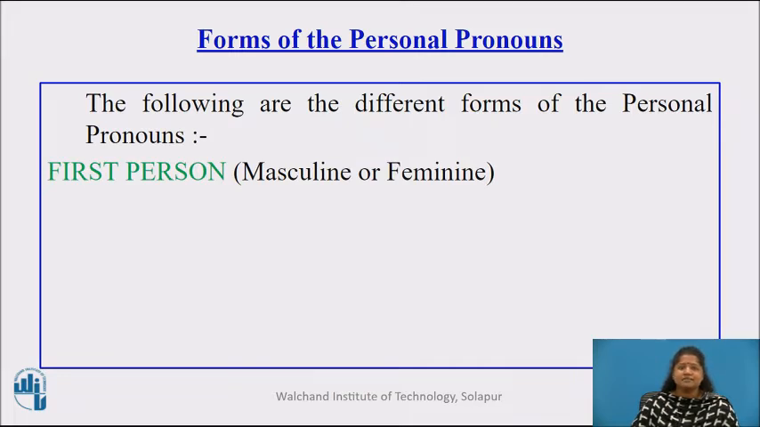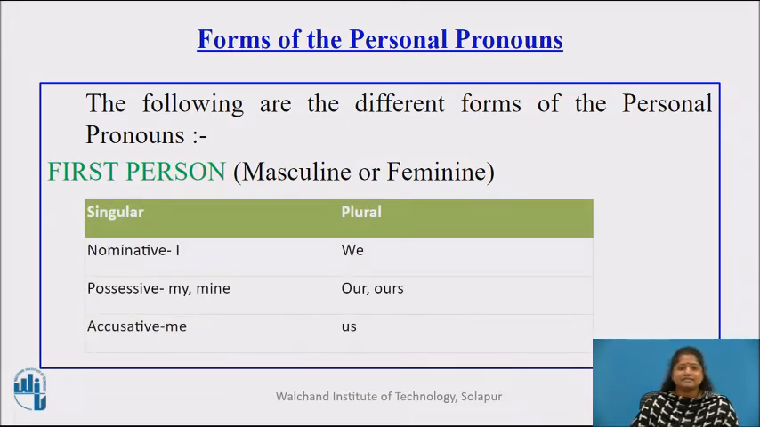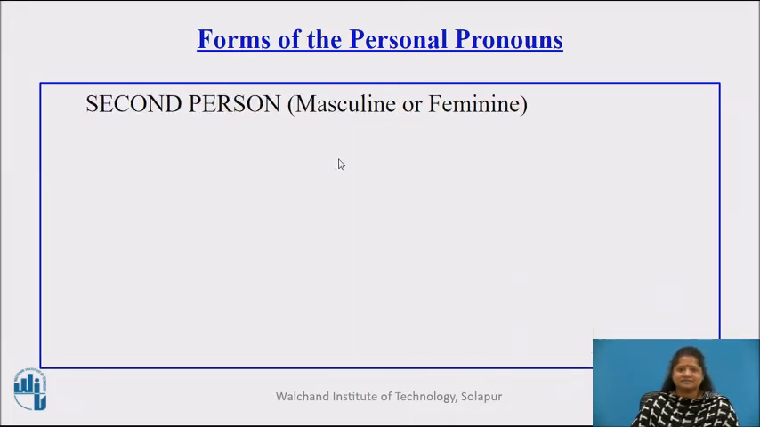First person, masculine and feminine. First person, singular, nominative pronoun is I and plural is we. First person, possessive, singular pronouns are my and mine and plural are our and ours. First person, accusative, singular pronoun is me and plural is us.